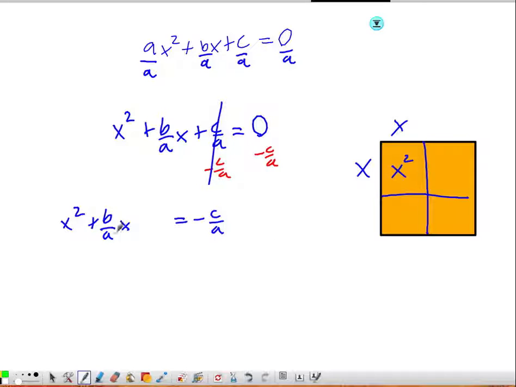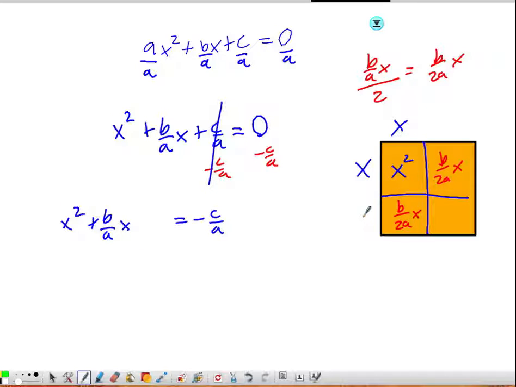Remember, we always took the coefficient of x and divided it by 2 in order to fill in these two areas that are always going to be the same. Here, since we have b over ax, we need to take b over ax and divide it by 2. When you simplify this, it turns out to be b over 2ax. That is what goes in these two boxes, b over 2ax and b over 2ax. So now, when you add these together, it gives you b over ax.